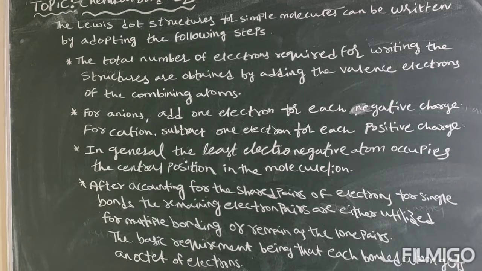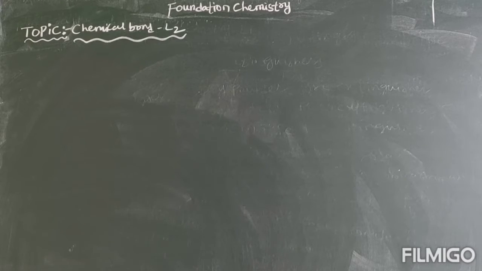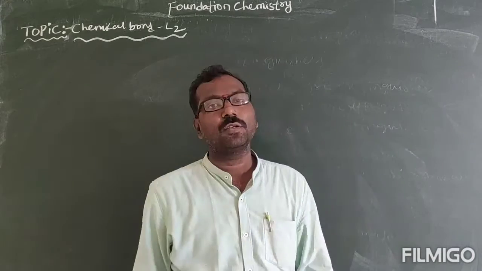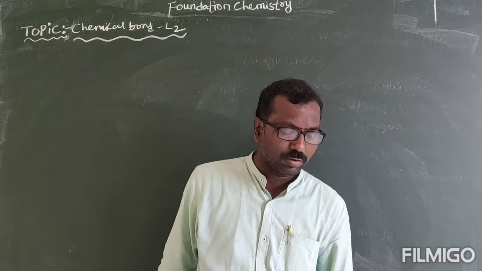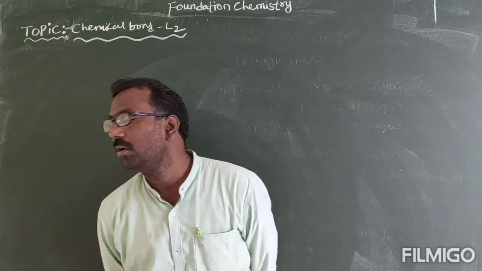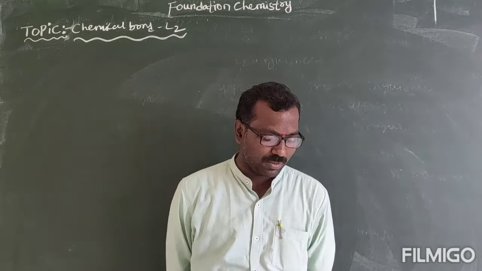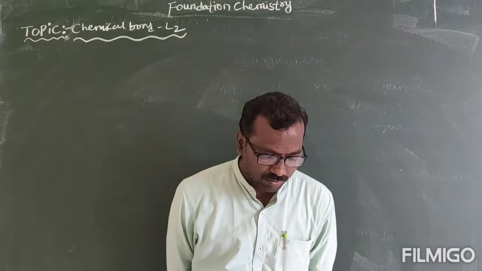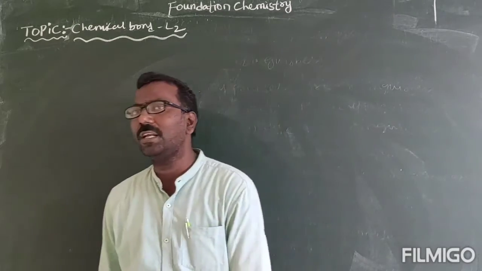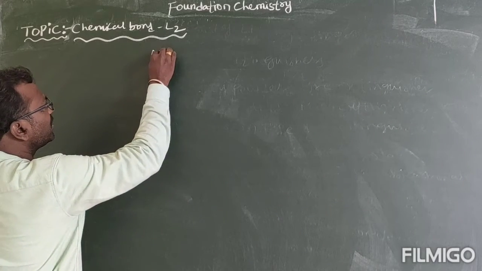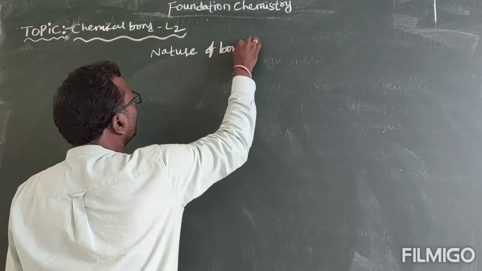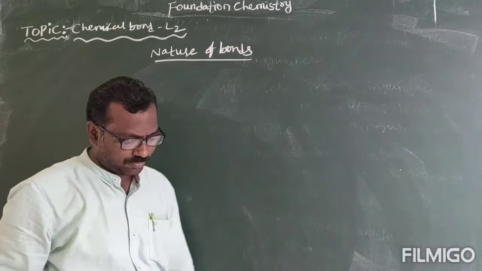Okay, very good morning children. Regarding the chemical bond, the second part. So in the last class we have seen why the atoms will become molecules, in order to attain stability, and we have also seen Lewis dot symbols of some elements. Now generally we will see the nature of the bonding, how the nature of the bonds will be. So, nature of the bonds.